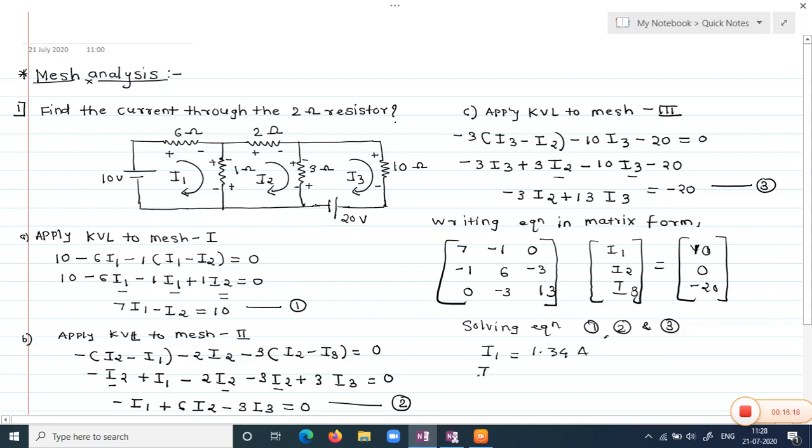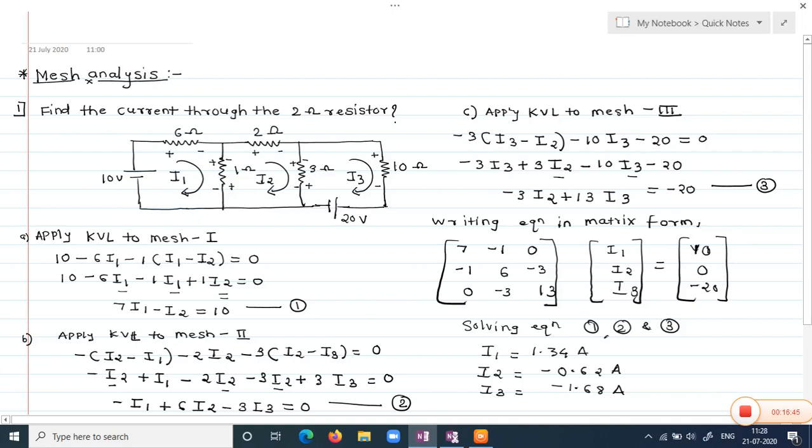I2 you will get minus 0.62 ampere, and I3 you will get minus 1.68 ampere. Now our aim is what? Our aim is to find out the current flowing through a 2 ohm resistor.